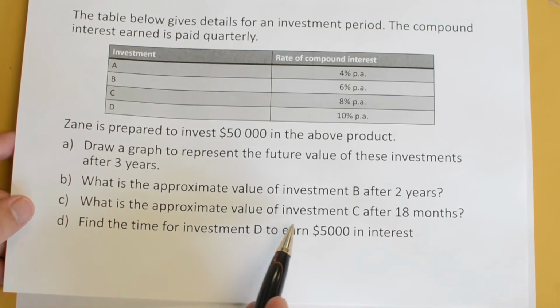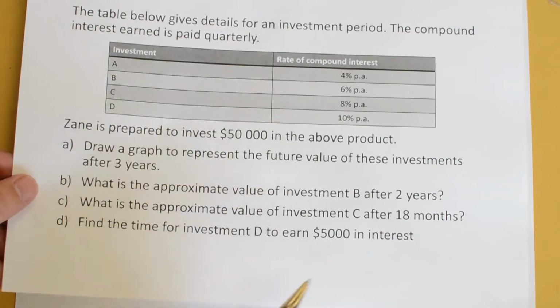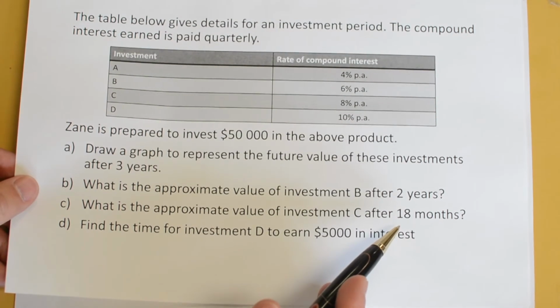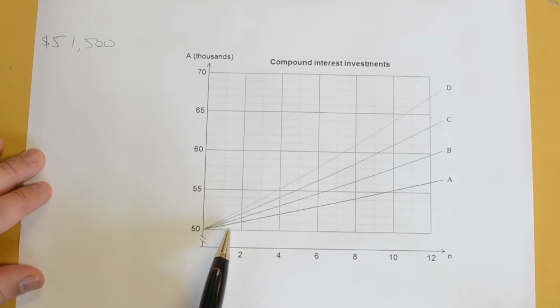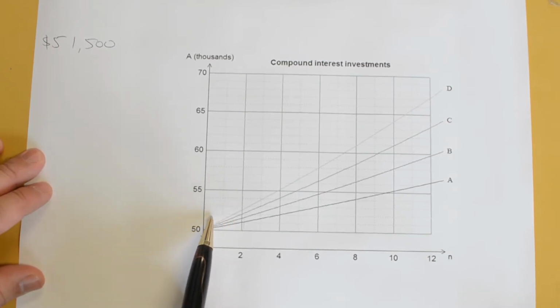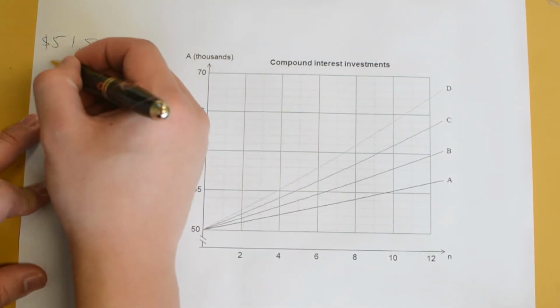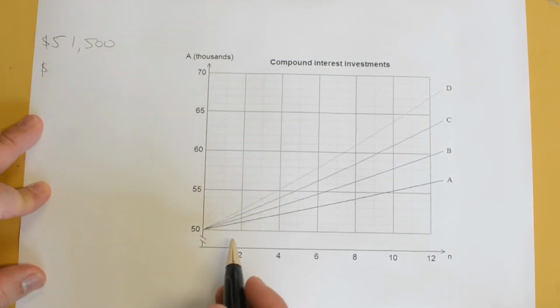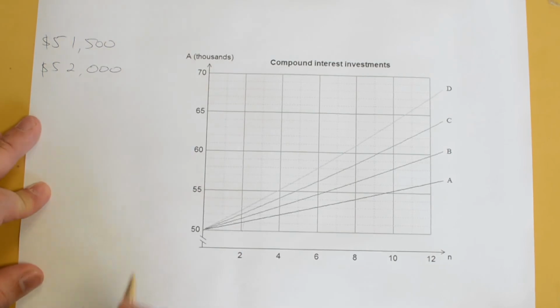Part C, what is the approximate value of investment C after 18 months? Okay, so 18 months is 1.5 years. 1.5 is here. This was investment C, so going up to the third line, and that is pretty much the same. So I'll go ahead and write a little bit more. So I'll say $52,000.